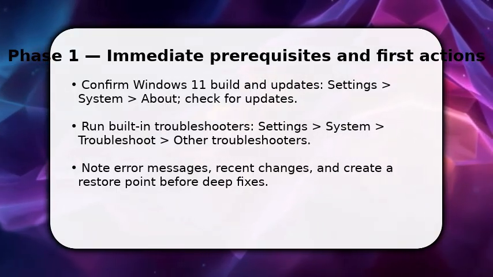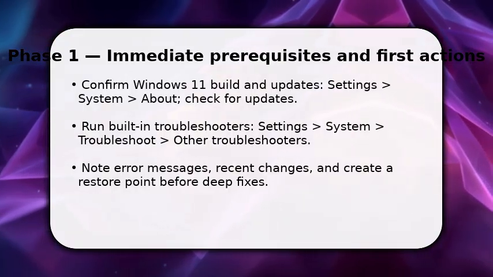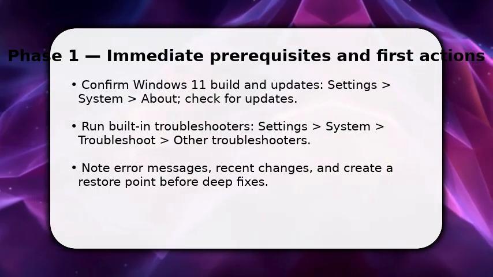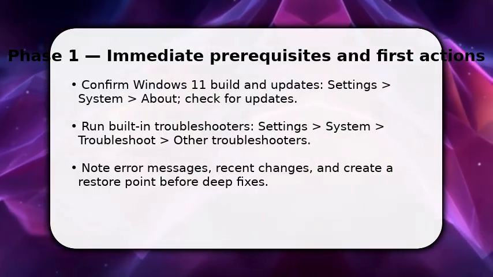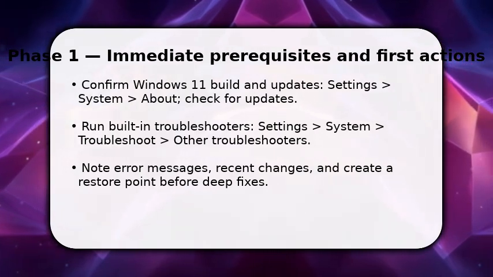Once done, gather error text and recent changes, then create a restore point so you can roll back if needed. This immediate setup saves time and isolates causes. Make sure to write down exact error codes for the next steps. Now move into deeper diagnostics.